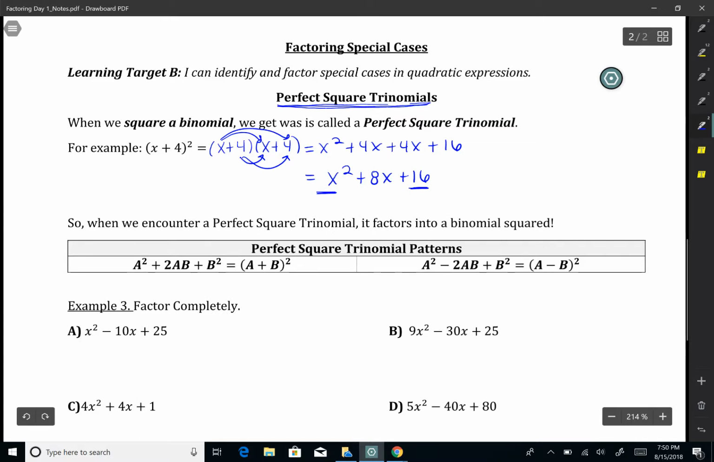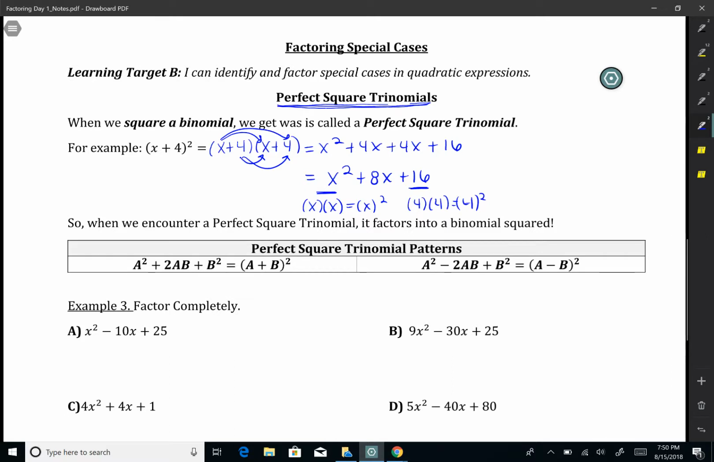Remember, perfect squares come about by multiplying something by itself. So what did we multiply by itself to get x squared? Oh, that was x times x, right? That is squaring x, okay? What did we multiply to get 16? That was 4 times 4. That's 4 squared. Okay. So the first big hint is that the first term and the last term are both perfect squares.